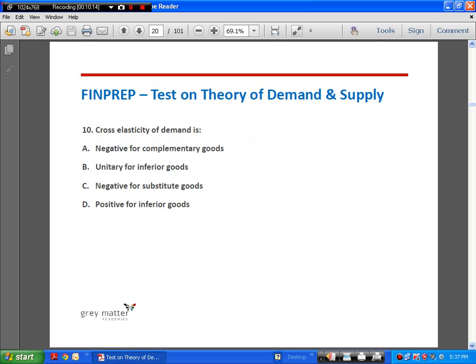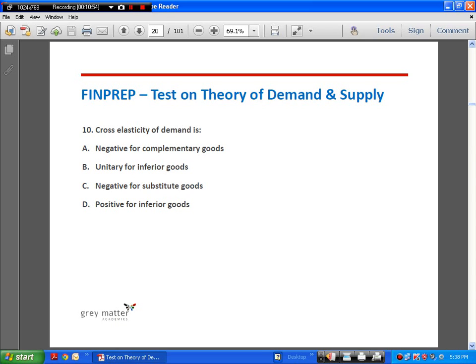The 10th question: cross elasticity of demand is negative for complementary goods, unitary for inferior goods, negative for substitute goods, positive for inferior goods. So cross elasticity studies the changes in price of one good that bring out changes in quantity demanded of a related good. So the price of one good, how it affects the quantity demanded of another good.